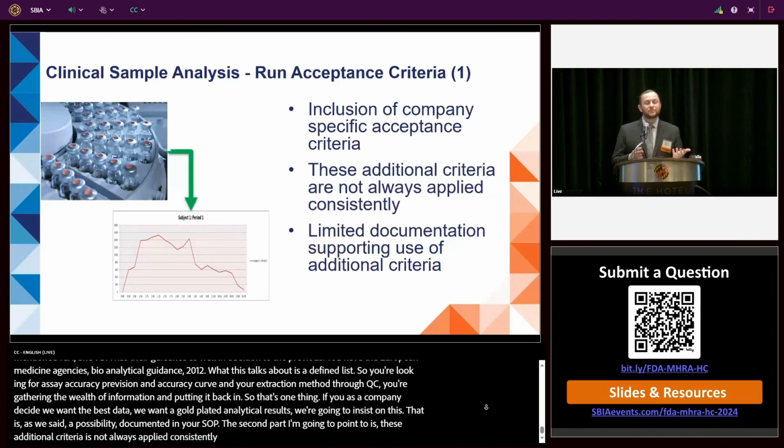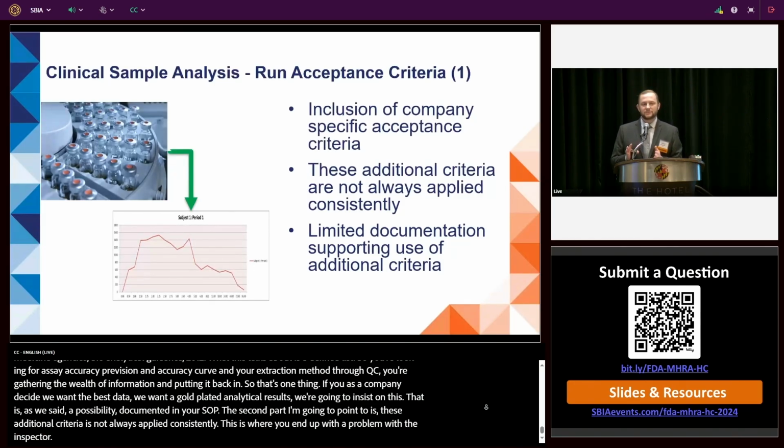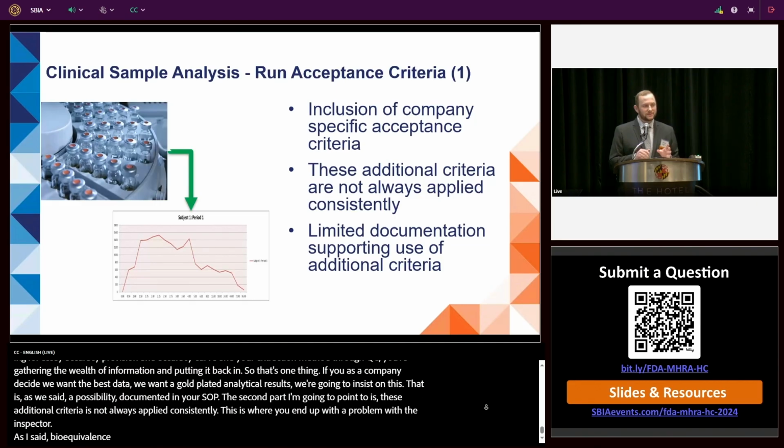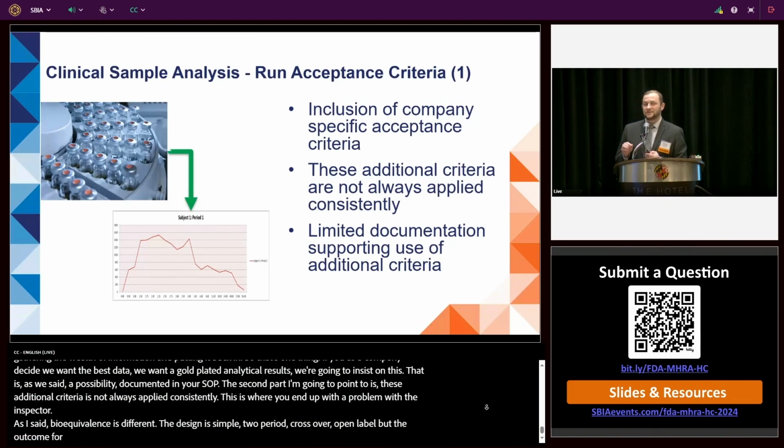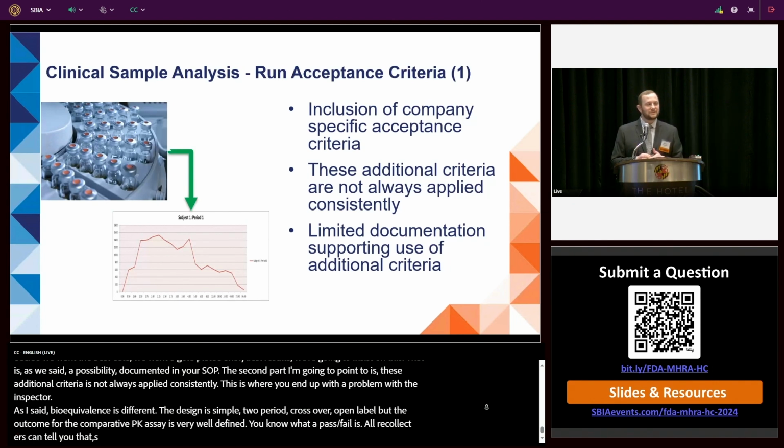This is where you end up in a problem with the inspector. Because, as we said, bioequivalents are slightly different to some trials. The design is relatively simple: 2-period crossover, open label. The outcome for a comparative PK assay is very well defined. You know what a pass-fail is. Most regulators, all regulators I would say, will be able to tell you that: a confidence interval of 85 to 110, or 90 to 110.